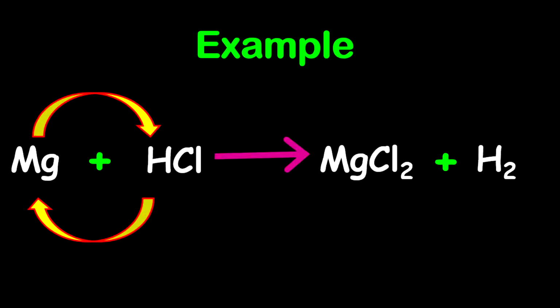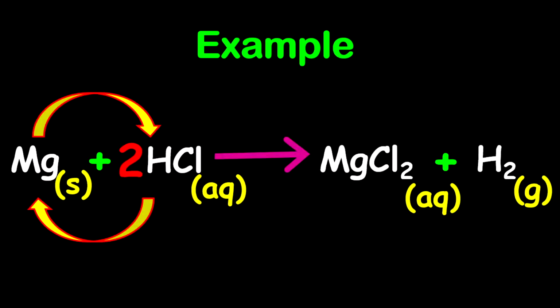Remember to always balance your chemical equations. And so to balance this chemical equation, it requires a 2 in front of hydrochloric acid, which means 2 molecules of hydrochloric acid. And also you can put your states.